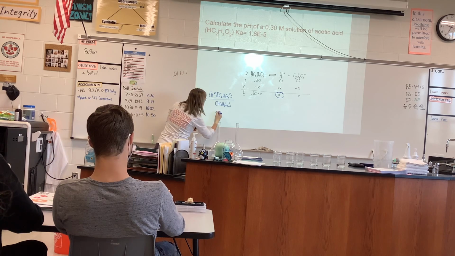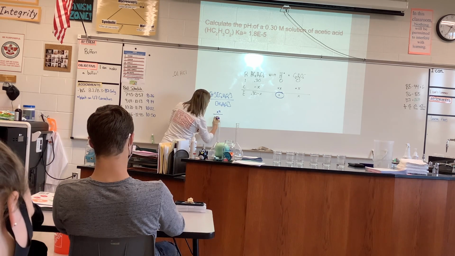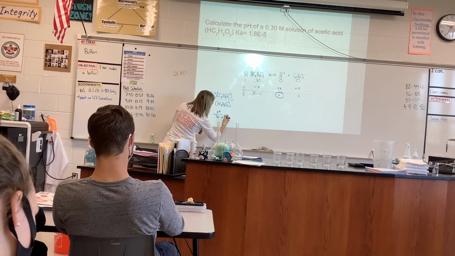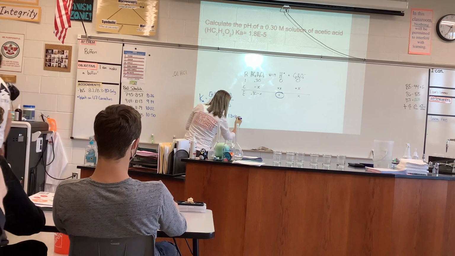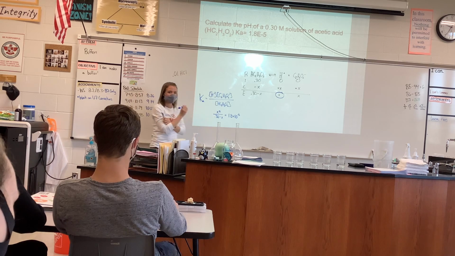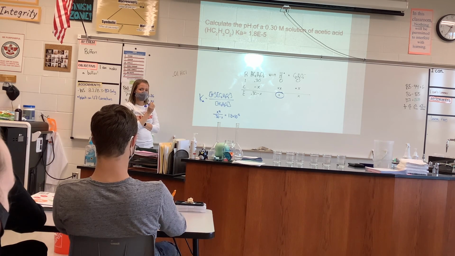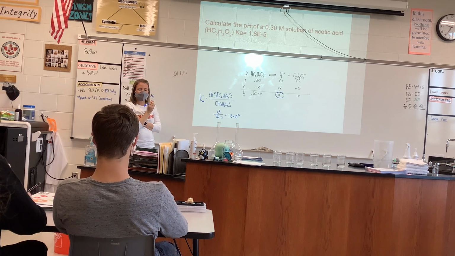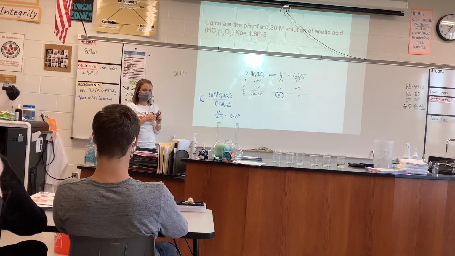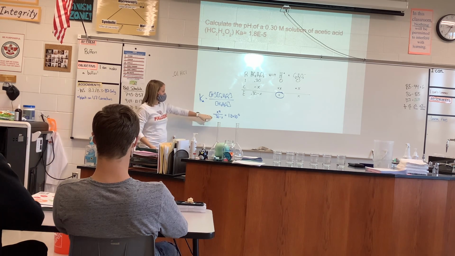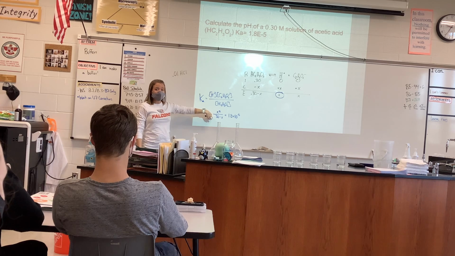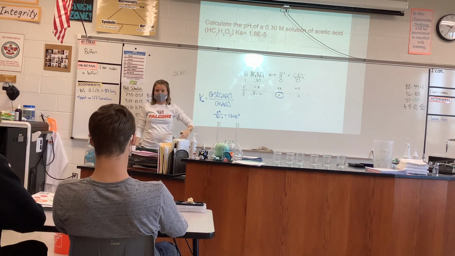Okay, so then I'm gonna get x squared over 0.3 minus x is gonna equal 1.5 times 10 to the negative 5. Everyone good so far? We can cancel. Now, you just go about solving for x.